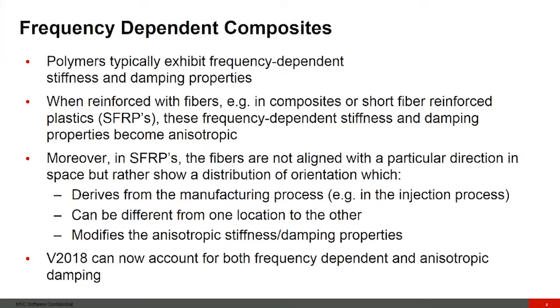In the older versions of MSC Nastran, the damping properties were proportional to your stiffness, were dependent on your stiffness matrix. In this new version of MSC Nastran, we've removed that restriction. Moreover, in additional applications, the short fiber reinforced plastics, depending on the way the fiber orientation is distributed, the properties can vary from location to location. So it is important to be able to model these spatially dependent properties. So now in version 2018.0, we can account for both frequency dependent and anisotropic damping.